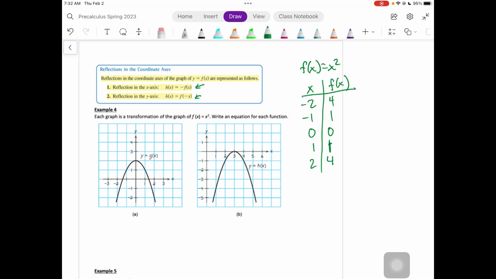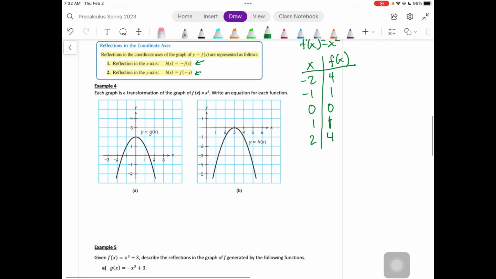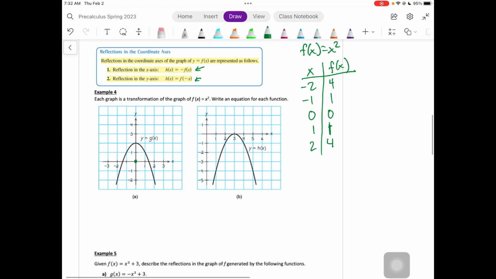All right, so neither of these are reflections. Not sure why. Oh, no, they are reflections. Sorry about that. So normally, remember that our parent function would be going up like this, just like the last problem where we had the parabolas. It would be going up like this, right? So we have a reflection. We're reflecting over the x-axis because we flipped it upside down. And so that means that the whole thing is negative.